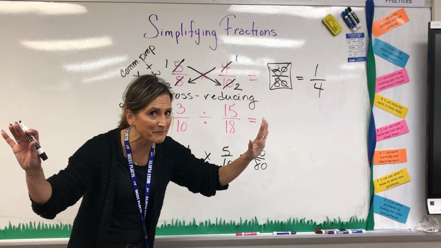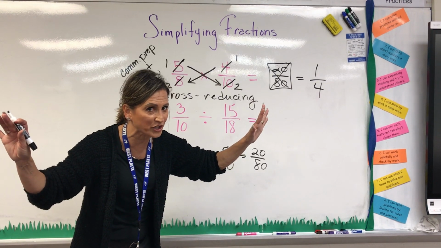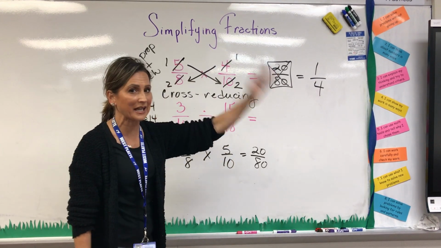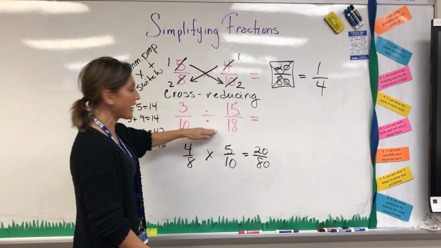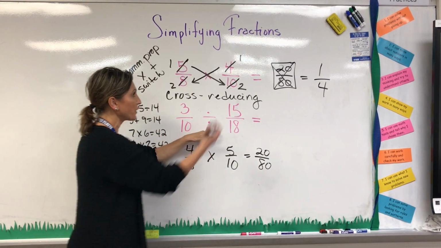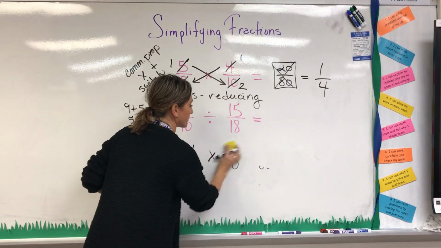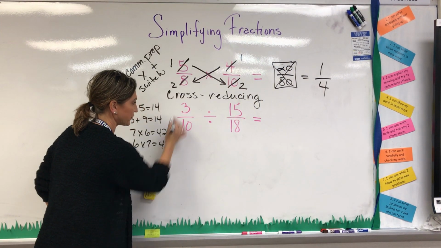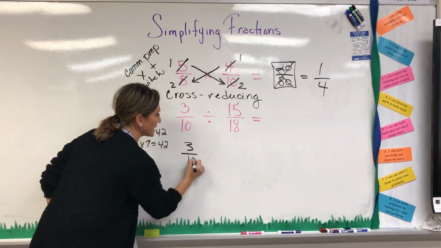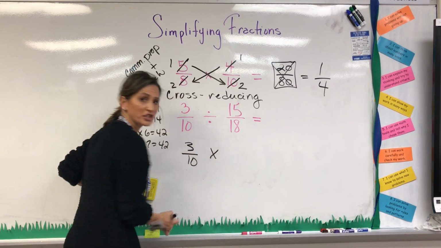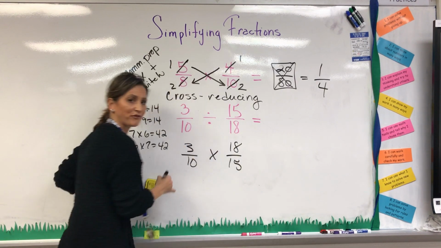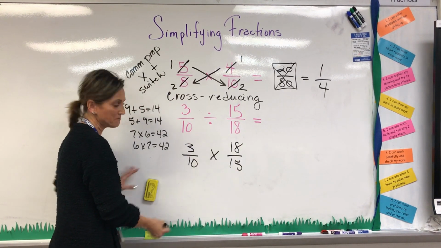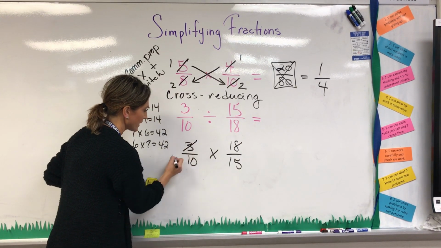It's not a butterfly method. Don't let them butterfly anything on you when they're multiplying fractions. That comes later with proportions. This is called cross-reducing. And they can do it with division as well. If you remember the rule from earlier, the reciprocal rule, keep, switch, flip. I'm going to keep 3 tenths, switch division to multiplication. I'm going to flip my second fraction, 18 over 15, and I'm going to simplify.